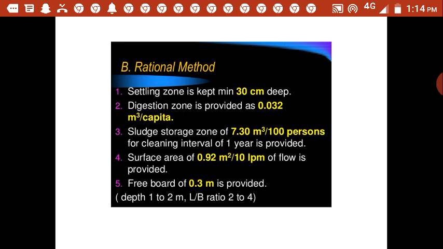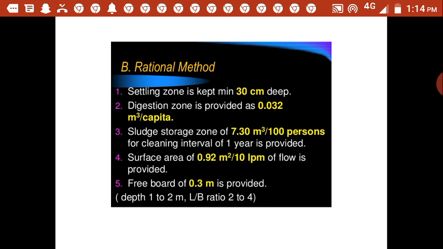A cleaning interval of 1 year is provided, and the cleaning interval of 1 year has to be mentioned whenever you are designing the sludge storage capacity. This is for 1 year. For 1 year, again you have to clean it, then you have to reuse it.